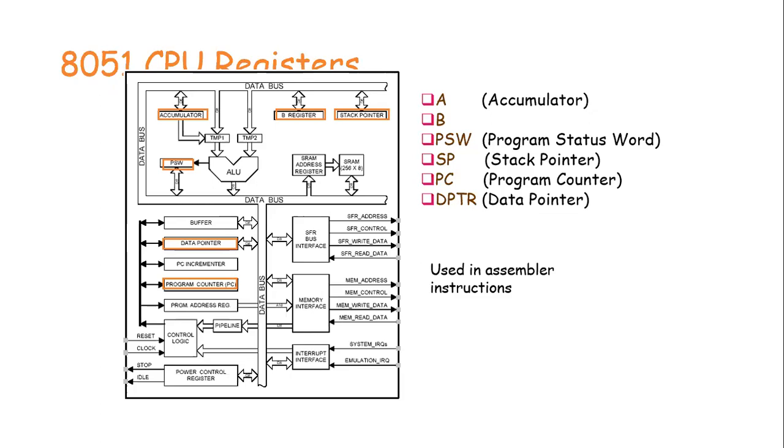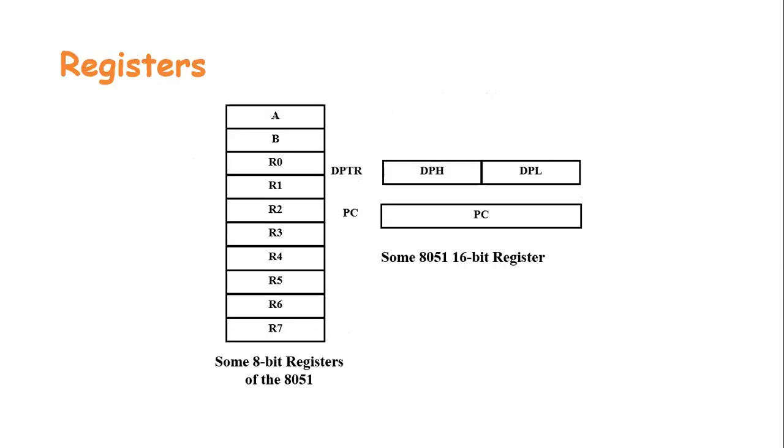This 8051 has other registers also. Those are called special function registers. The name itself indicates that these are registers used for particular functions. What are those special function registers? TCON, SCON, SBUF, timer 0 and timer 1, P0, P1, P2. These are all called special function registers.